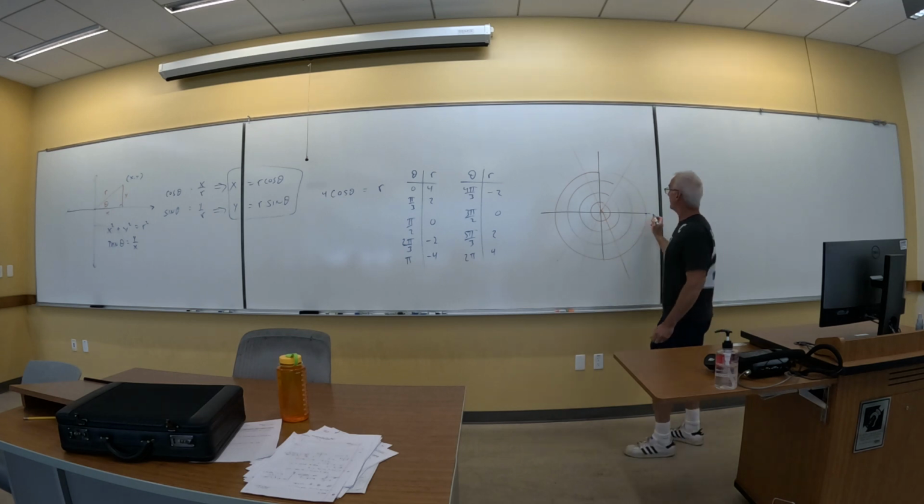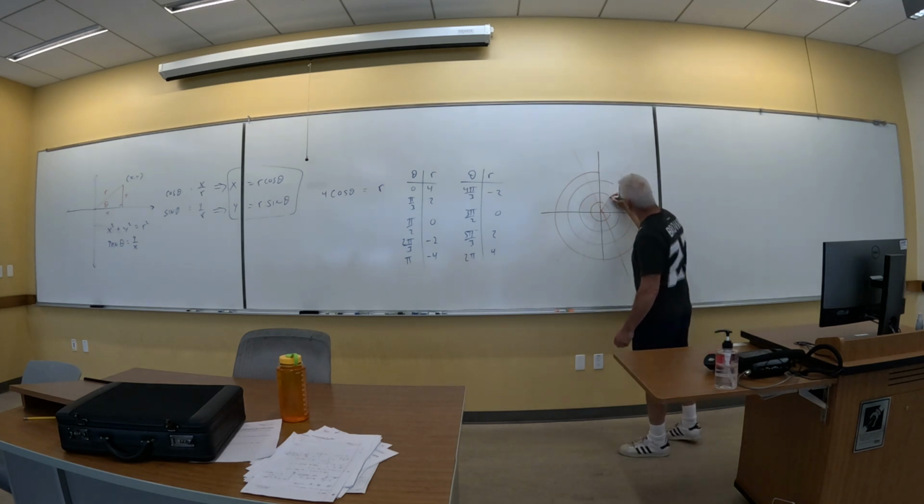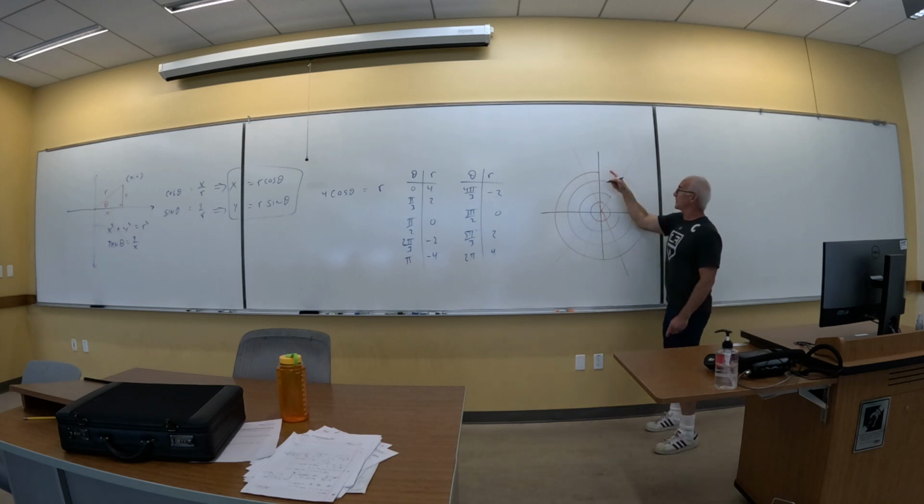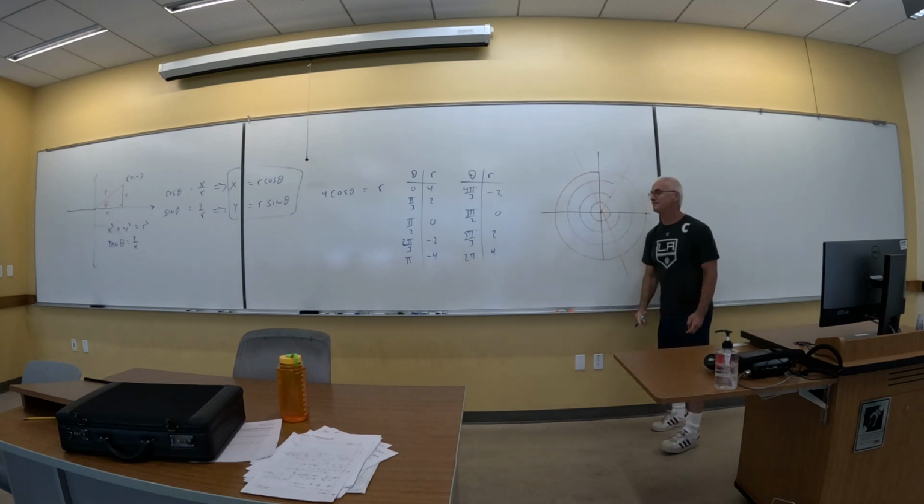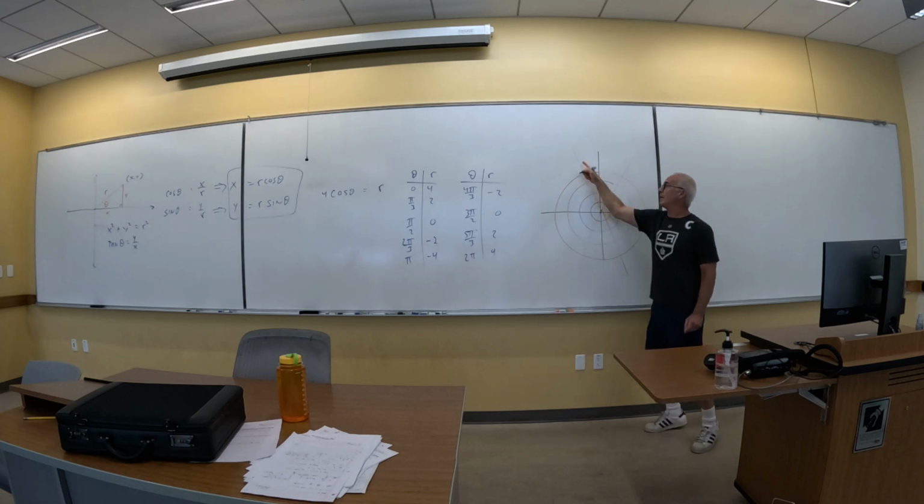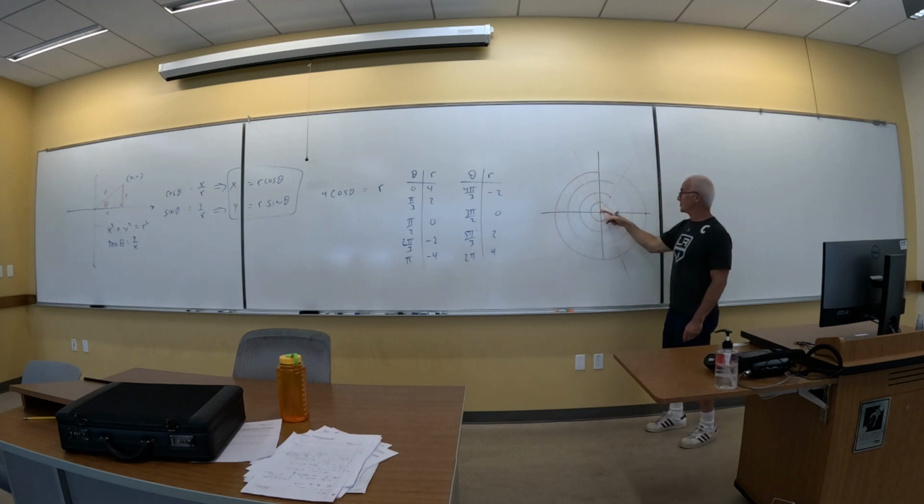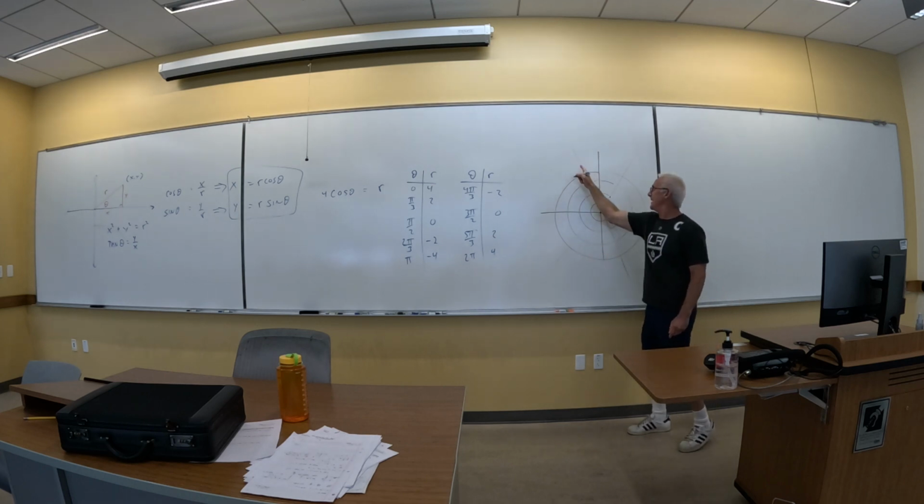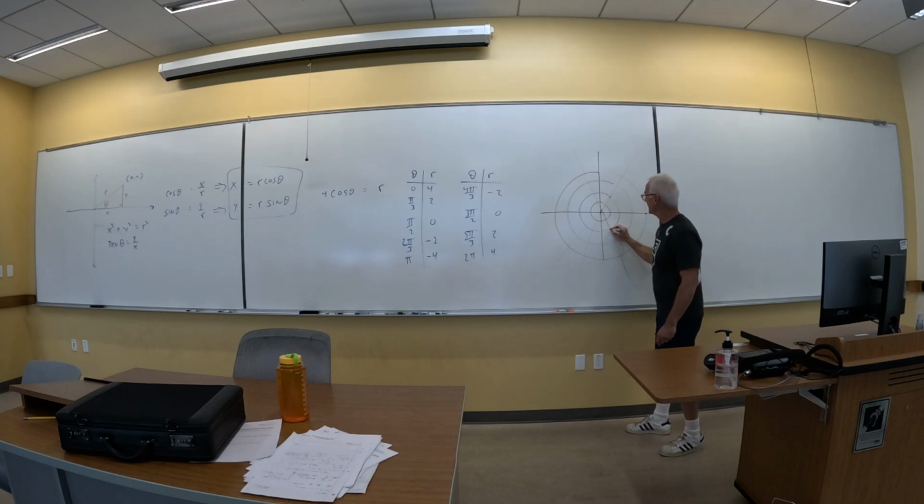When I'm at pi over 3, which would be this one, I'm 2 units, which puts me right on that circle. When I'm at pi over 2, I'm 0 units, so I'm right here. When I'm at 2 pi over 3, r, which would go this way, is negative 2. What do you think I should do if I'm on that one and r is negative 2? When r was 2, I went this way. But if r were negative 2, maybe I should go the other way. So I'm going this way, negative 2, which puts me down here.